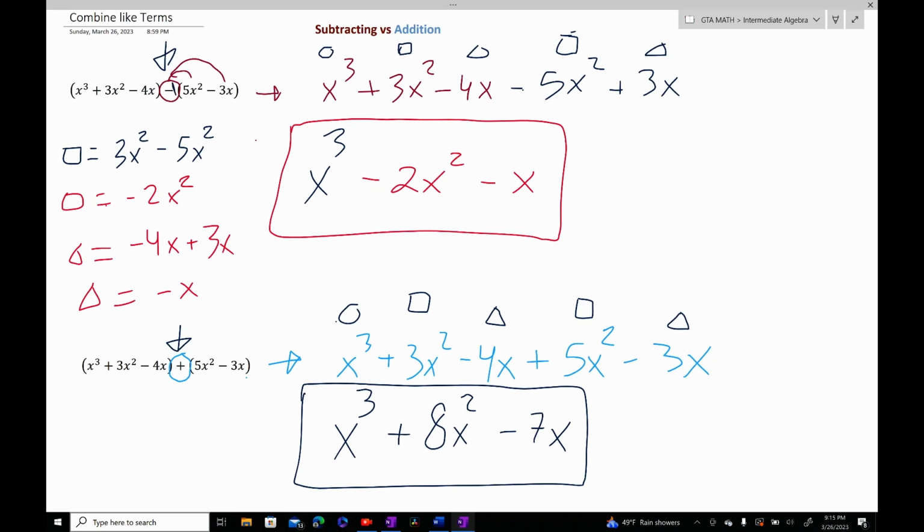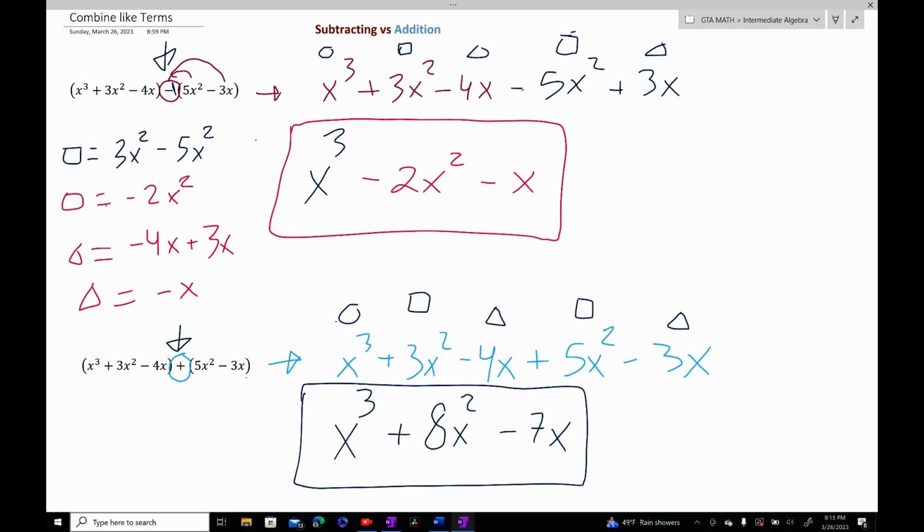This is really negative 1, if that helps you. That's negative 1 times 5x squared, which gives you negative 5x squared. And then it's negative 1 times negative 3x, which gives you positive 3x. You must know that. And I'm only saying it because it's a very easy mistake to make. I've done it. Millions of people around the world have done it. And it's a very easy fix.